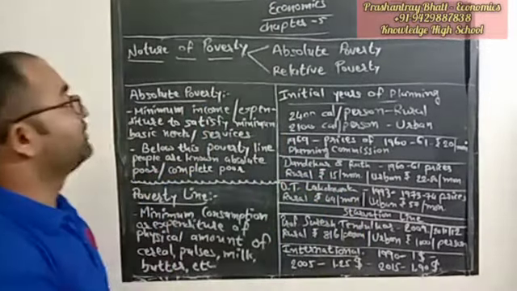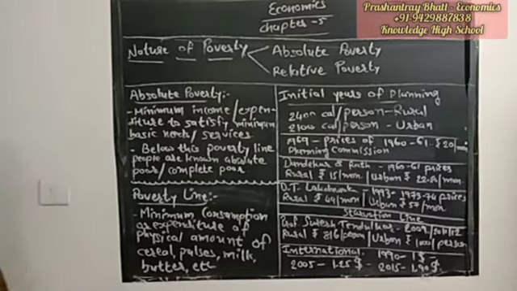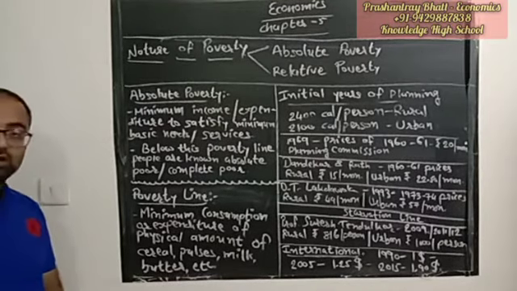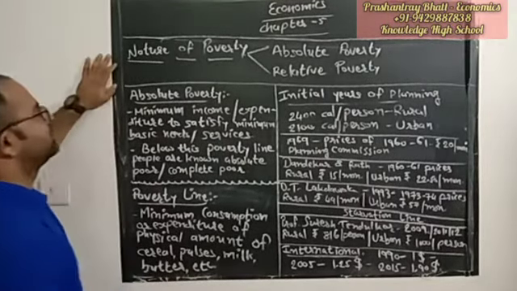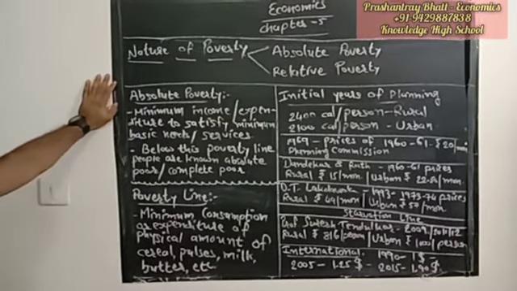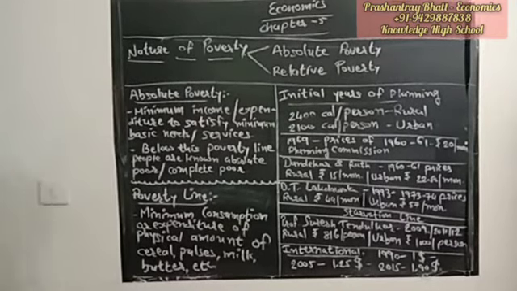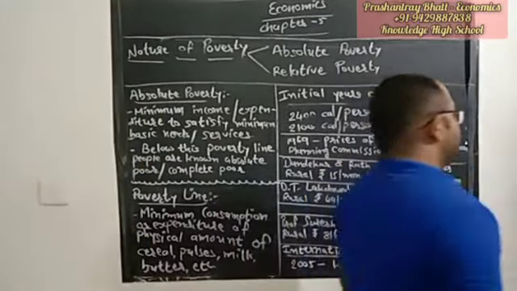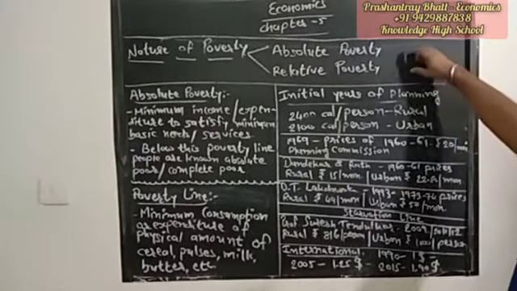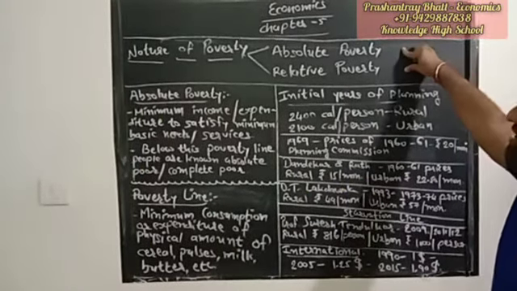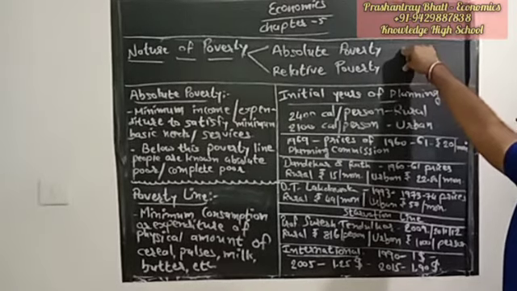Economics, chapter number 5, poverty is going on, and in that we understood the meaning of poverty and all. In today's session, we are going to understand the nature of poverty. Basically, the nature of poverty is divided into two parts. The first is absolute poverty and the second is relative poverty.